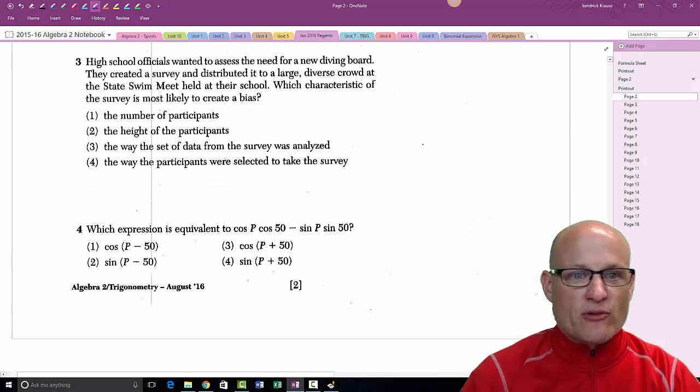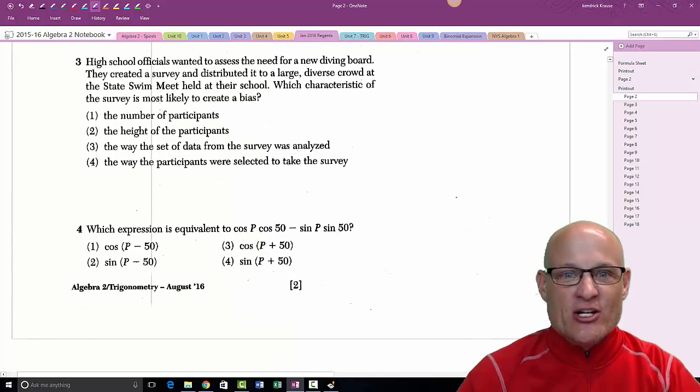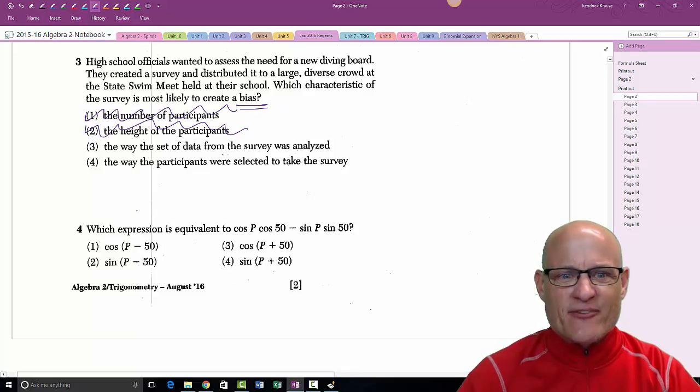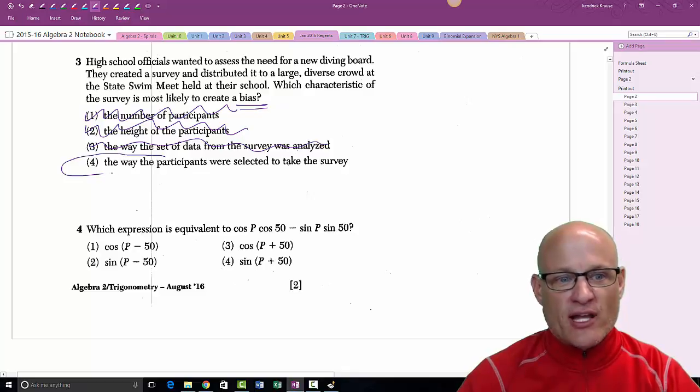Choice 3. Hilton High School officials wanted to assess the need for a new diving board. They created a survey and distributed it to a large, diverse crowd at the state swim meet held at their school. Which characteristic of the survey is most likely to create bias? The number of participants. No, you want a large number, that's fine. The height of the participants. Huh? What? That's a dumb answer. The way the set of data from the survey was analyzed. They didn't even discuss how it was analyzed. And the way the participants were selected.